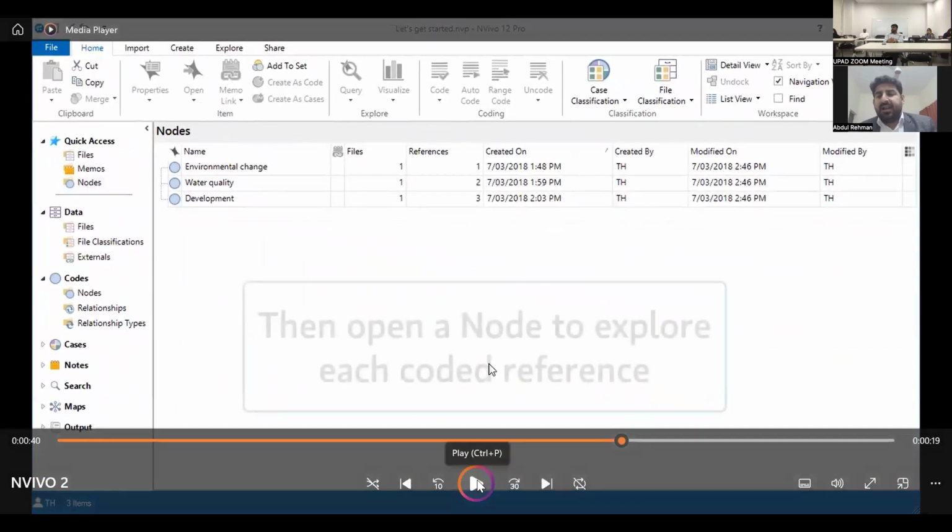Now you have seen that we identify the different themes, we had identified different codes, and all the data related to those codes, we shift in that folder. Like initially, examining the data, we expect that it is talking about environmental change, it is talking about water quality, it is talking about development.